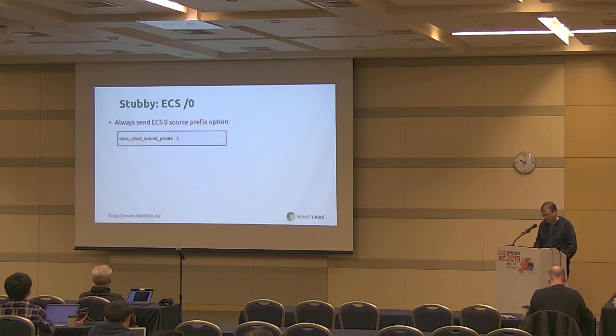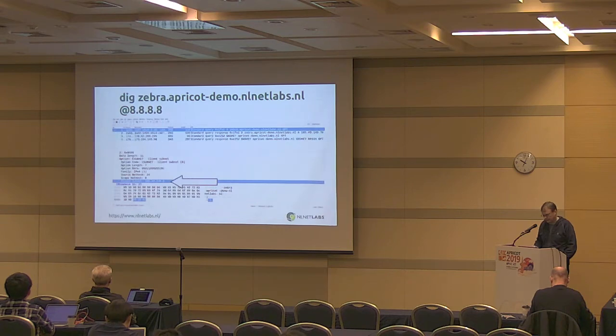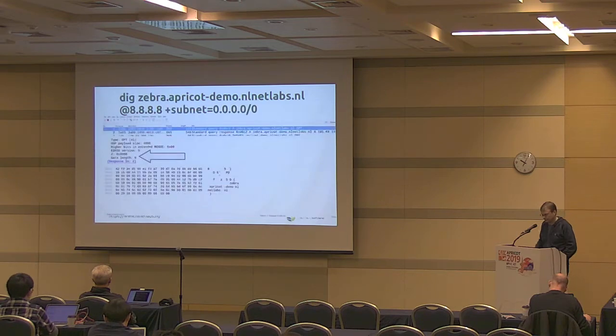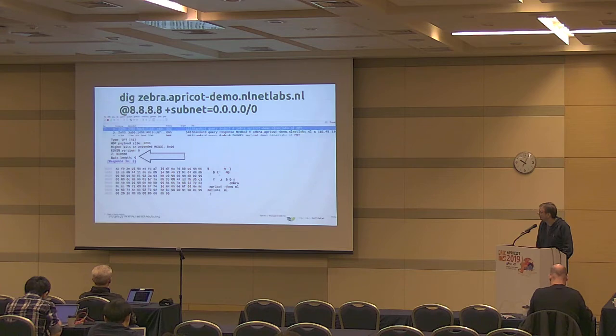So how does it look in practice? In this query, this is the regular query. You can see that if we are sending it out to Google, we will include the client subnet at the bottom there in the Wireshark dump. And if we now send a query to our resolver with this subnet 0/0, then you see here that the resolver indeed does not include this information.